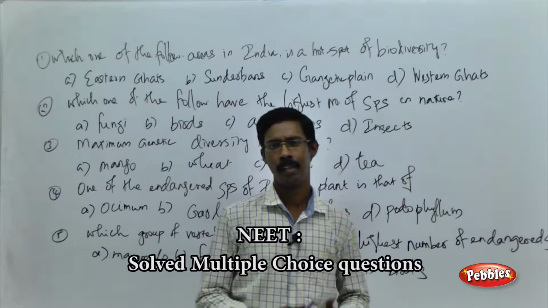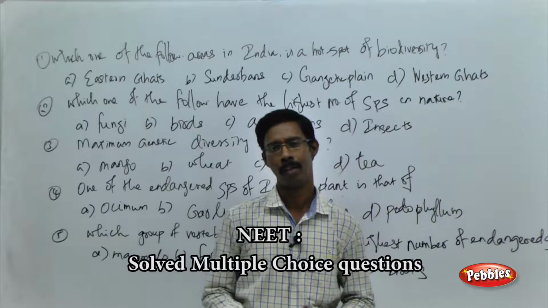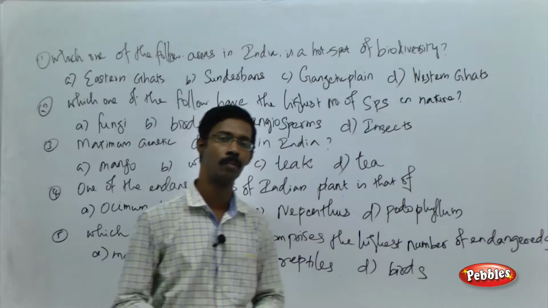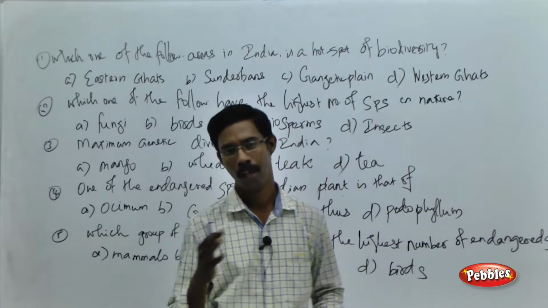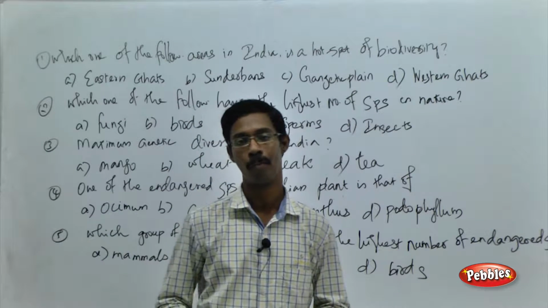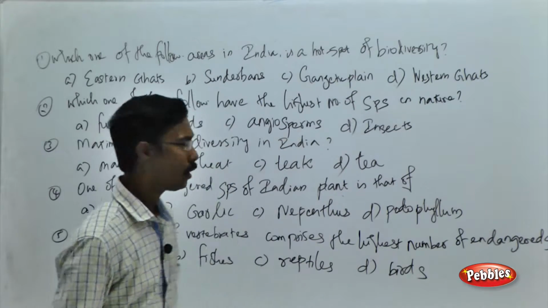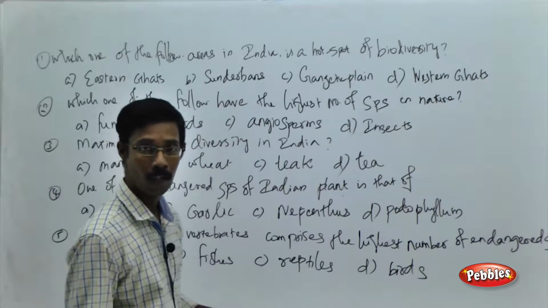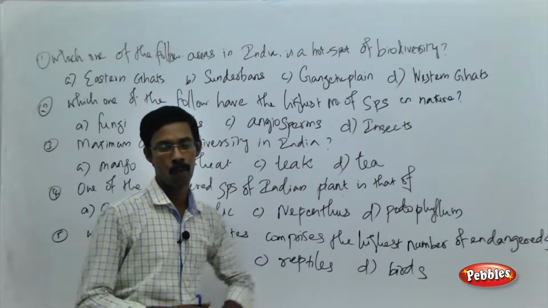And now we are going to see the question patterns we can expect from the particular chapter, that is conservation, ecological conservation, diversity, biological diversity, and then we are going to see the questions from the final chapter, that is environmental issues. See the first question over here. Which one of the following areas in India is a hot spot of biodiversity?